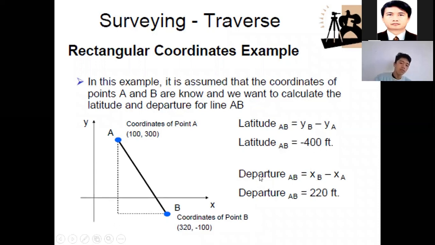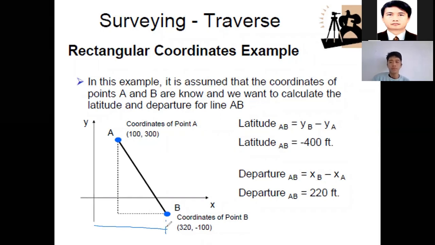Now for the departure, along the east-west direction, we're after this component, so x sub B minus x sub A. Because x sub B represents the unit distance of point B with respect to the y-axis. So this is our x sub B. Then x sub A is this. So to get the remaining segment, this is x sub B minus x sub A. Okay?